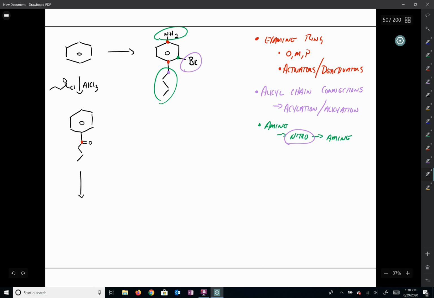So this is our reduction, right? What we want to do is take our zinc mercury amalgam, so ZnHg, and some HCl, and we typically heat this up or something, but that's just fine. And when we do this, now we get rid of our carbonyl. Oh no, I ran out of space. Nuts. That's okay. When we do that, we get rid of our carbonyl, and we're just left with an alkyl chain there.